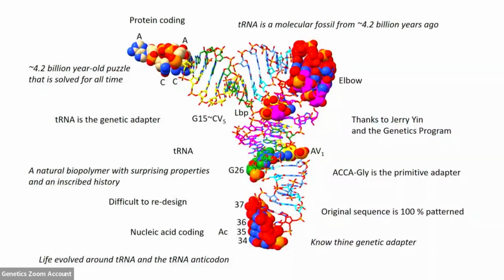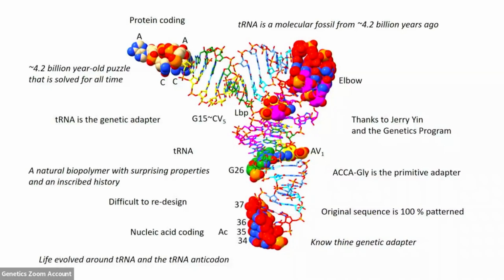tRNA is the genetic adapter. It's where amino acid sequence meets nucleic acid sequence. So here you have wobble, Watson Crick, and in mRNA you have Watson-Crick, Watson-Crick, wobble. Think of coding in terms of tRNA first, mRNA second, storage in DNA third. It's a natural biopolymer with surprising properties and an inscribed history. So the evolutionary history of this molecule is written into its sequence in a way that it can be revealed.